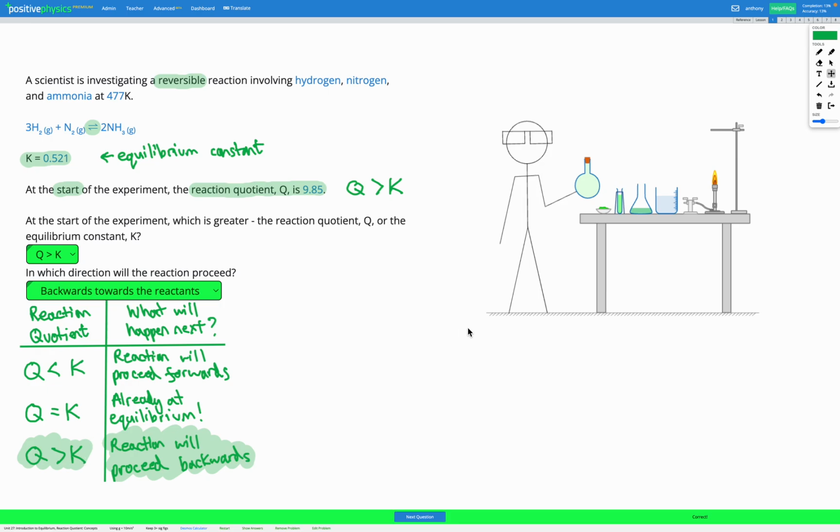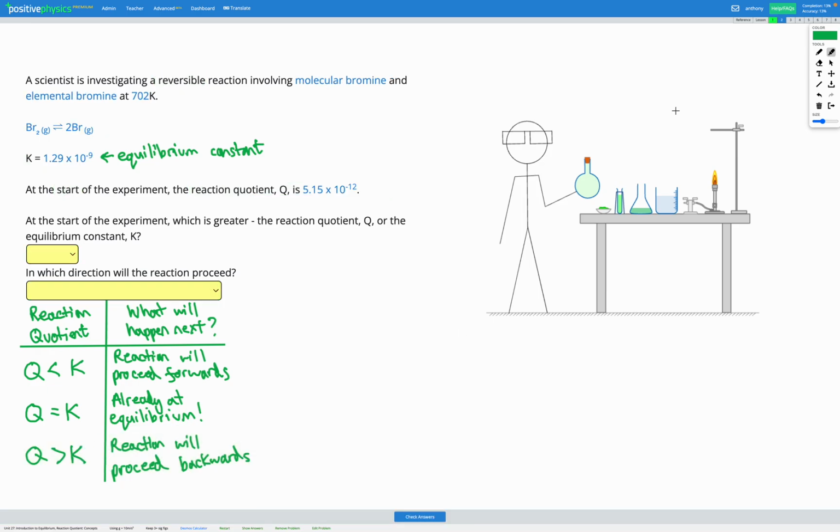Let's do one more question of this type. In this question, we have again a reversible reaction involving molecular bromine and elemental bromine at 702 Kelvin. Here's our equation, and again, we've got that reversible reaction arrow shown there, which means it can go either forwards or backwards. We're also given our K value, the equilibrium constant, 1.29 times 10 to the negative 9. So that's a very small value. So that means we're going to have much more reactants than products when we're at equilibrium.